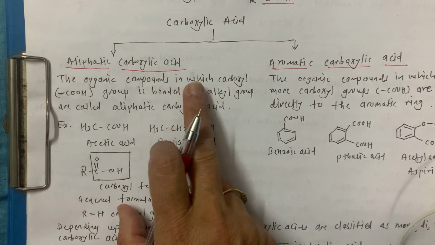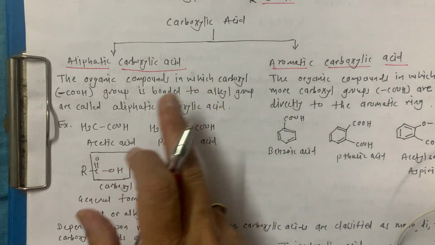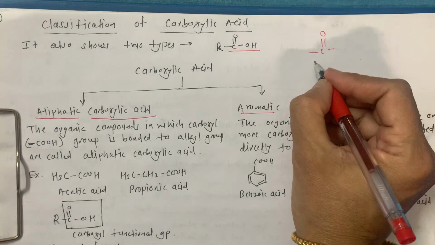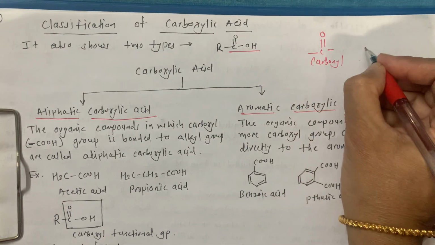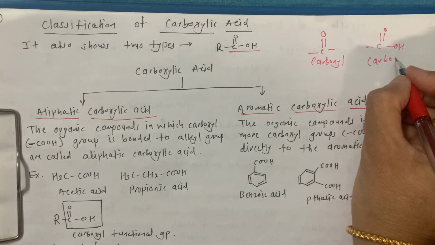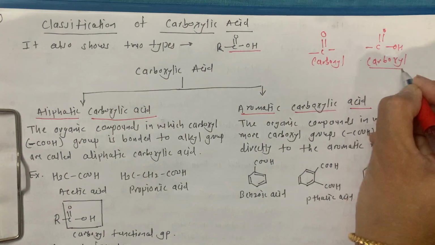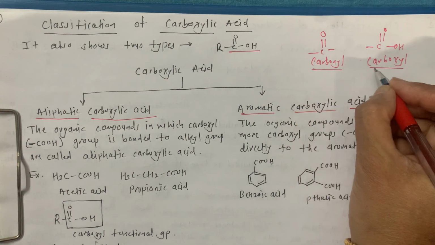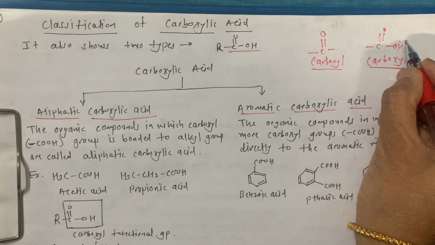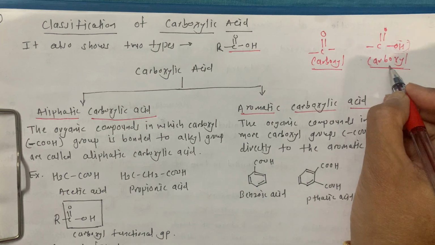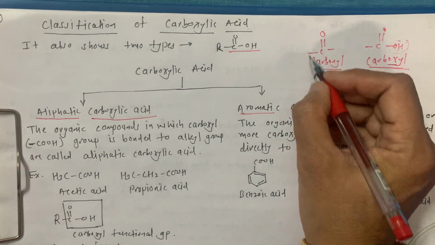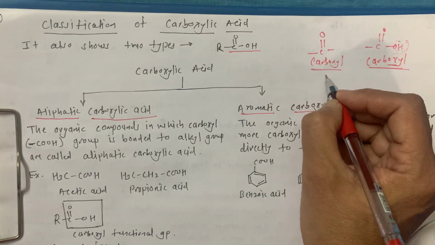The organic compound in which carboxyl, see, this is known as carbonyl, while this is known as carboxyl. See the difference: carbonyl, carboxyl. Here a hydroxy group is attached, so this is something oxy over here. Remember this thing. While here the C double bond O is known as carbonyl.